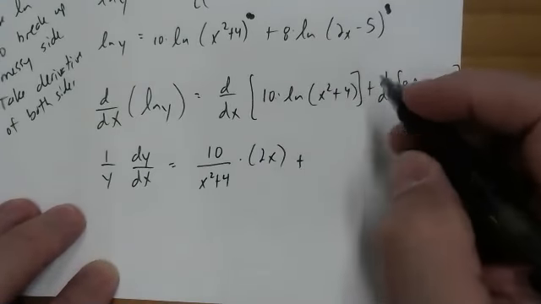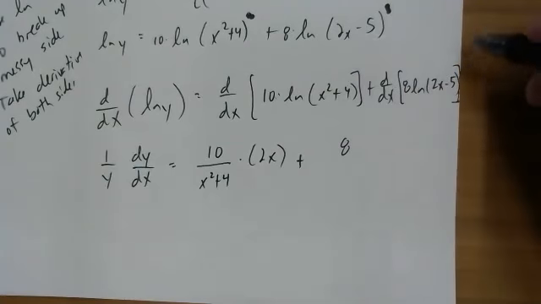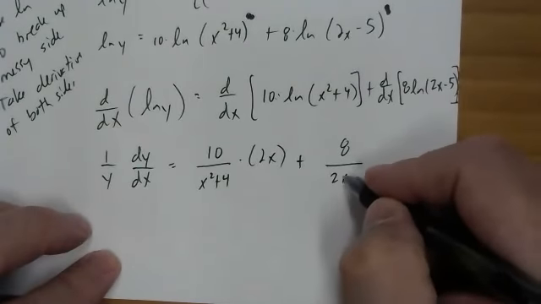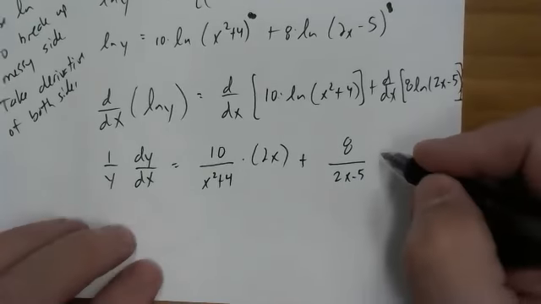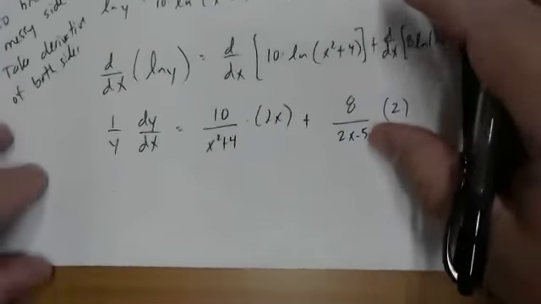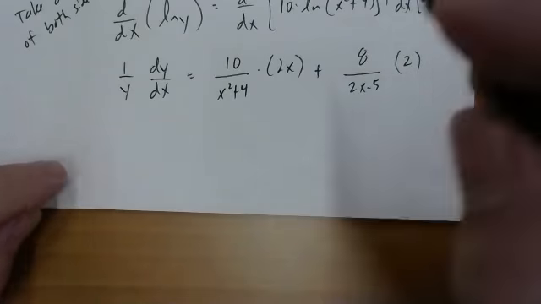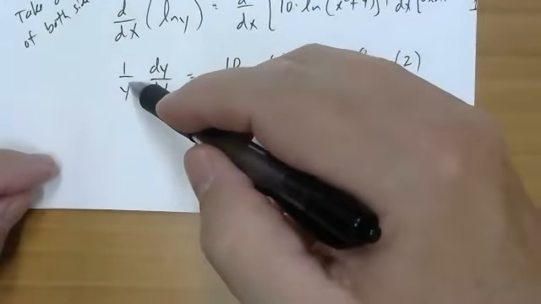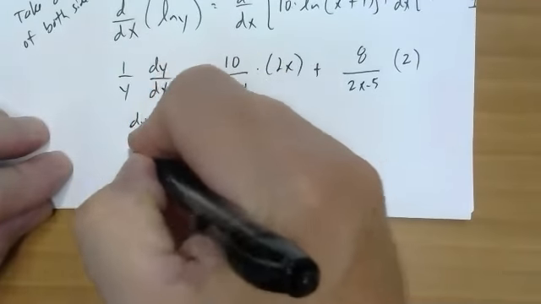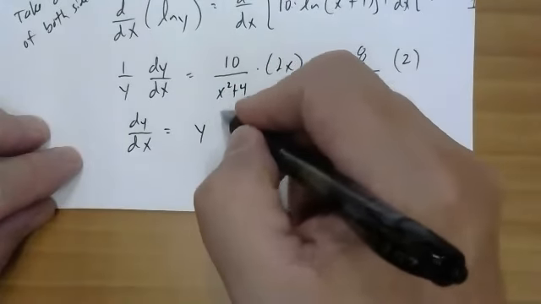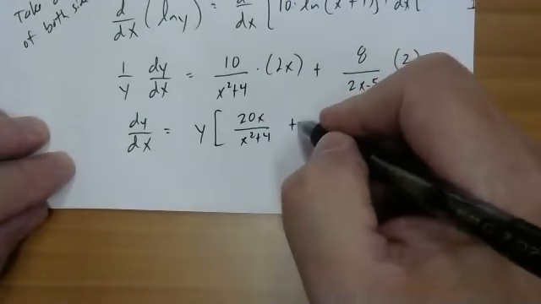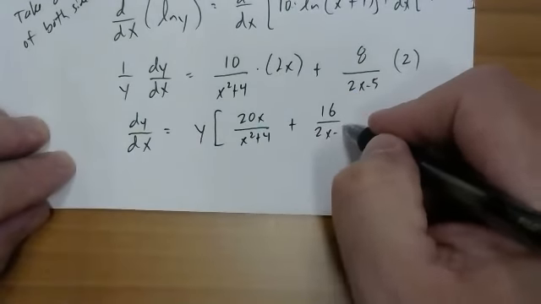Then for this last term here, once again, the 8 is a coefficient, comes out front. Derivative of natural log of 2x minus 5, where you put 1 over what's inside the natural log. And then you take the derivative of what's inside the natural log, which would just be 2. So I'm going to do two things. I'm going to do a little simplifying here. Then also I'm going to multiply both sides by y, because then I'll have the derivative by itself. So this is 20x over x squared plus 4 plus 16 over 2x minus 5.